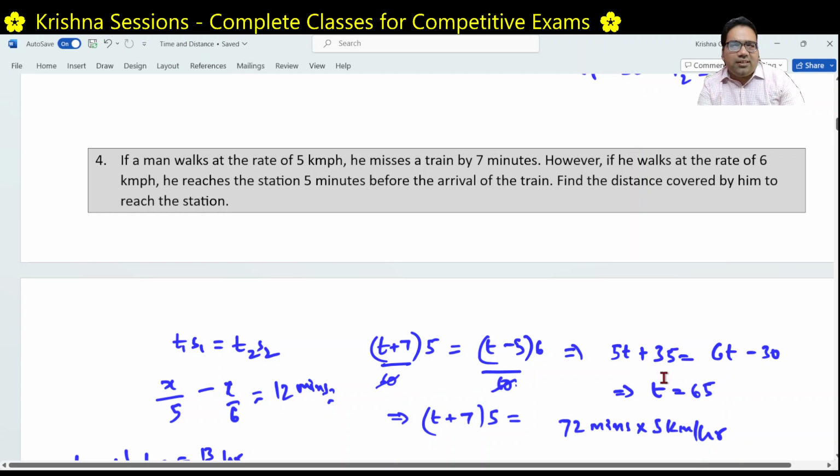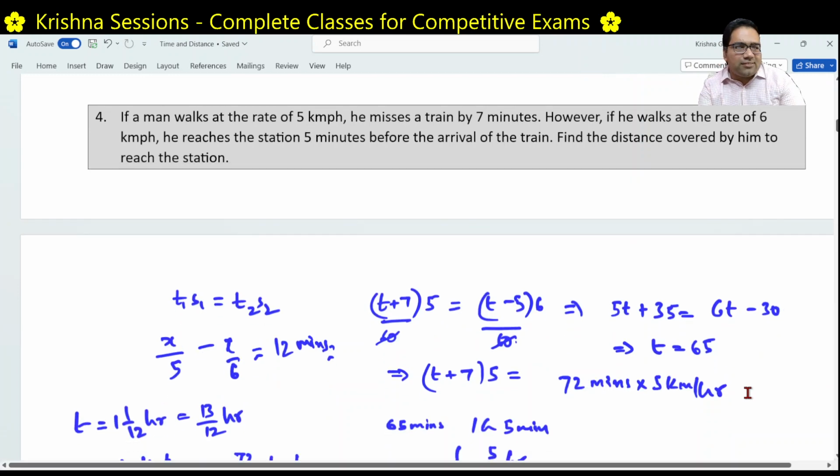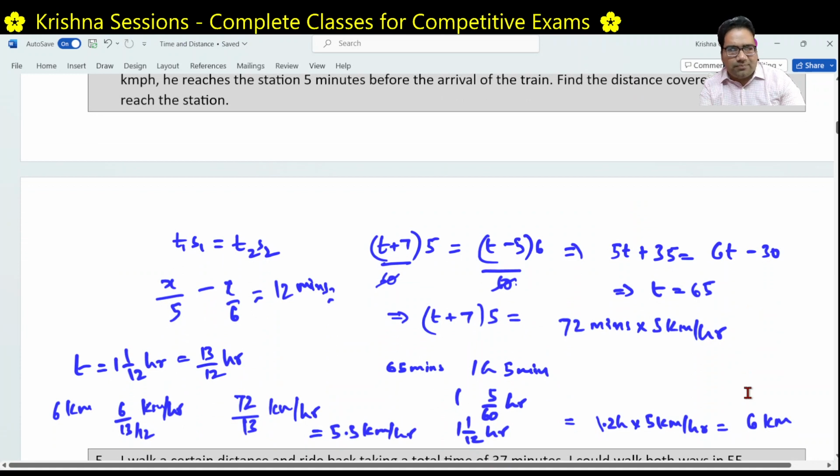That means at t equal to 65, you will catch the train. So the train is coming in 65 minutes from the point where he is. He has to reach the station in exactly 65 minutes. That means he has to travel at somewhere around 5.5 kilometers per hour. If he travels at 5 kilometers per hour, he will miss the train by 7 minutes. If he travels at 6 kilometers per hour, he will reach within 1 hour.